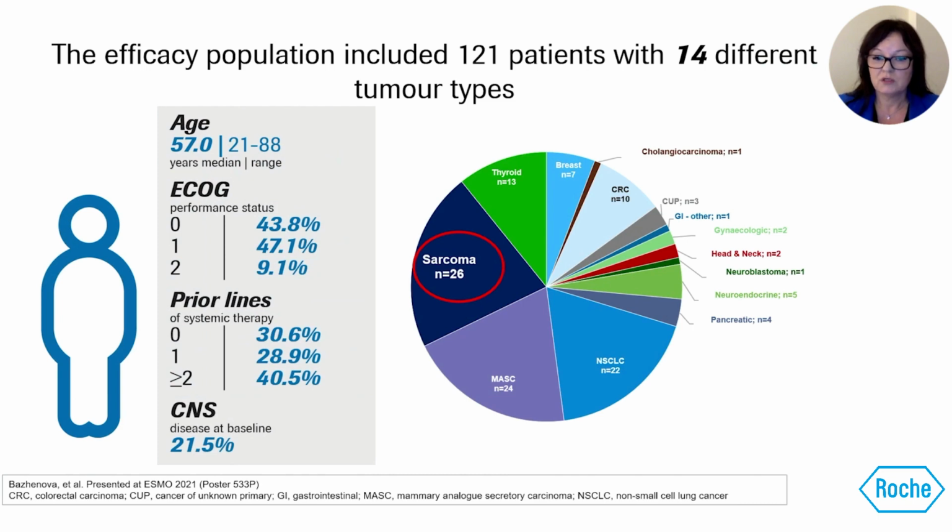Median age of patients was 57 years. ECOG performance status was 0 in 43.8%, 1 in 47.1%, and 2 in 9.1%. Prior lines of therapy: 1 line in 28.9%, and 2 or more lines in 14.5%. About 17% of patients had none. And CNS metastases at baseline were present in 21.5% of patients.